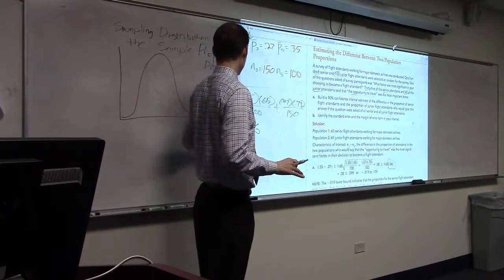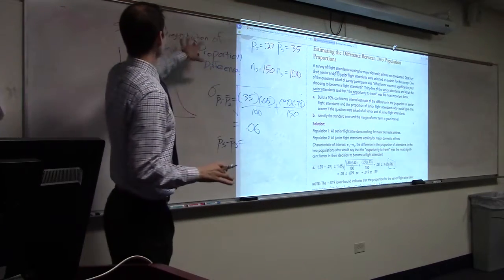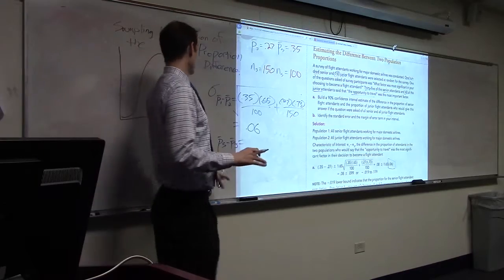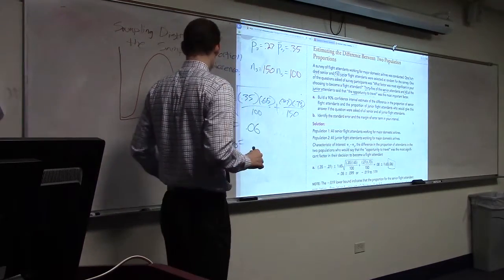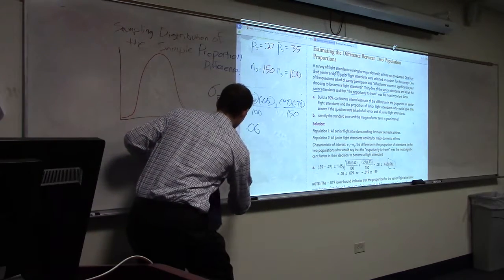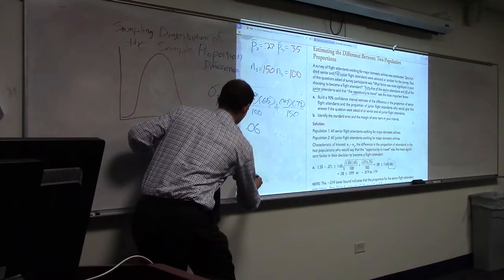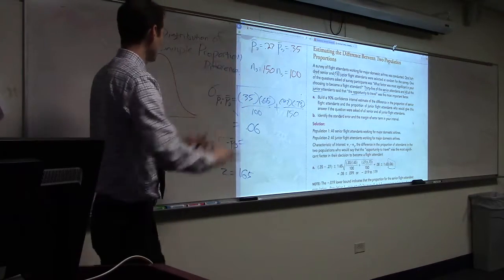0.06 is our standard error, also known as the standard deviation of the sampling distribution of the sample proportion difference. All right. Let's get our Z. What's our Z? 1.65. Z equals 1.65. All right, and let's do one more thing before we put this all together.